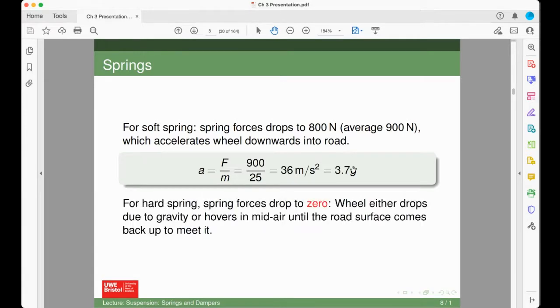And obviously for the hard spring, the spring force drops to 0, so you've got no acceleration. The wheel drops either due to gravity or hovers mid-air until the road comes back up to meet the tyre.